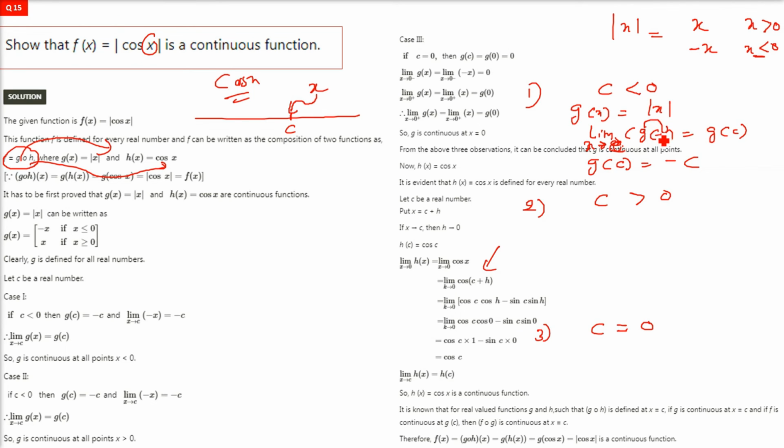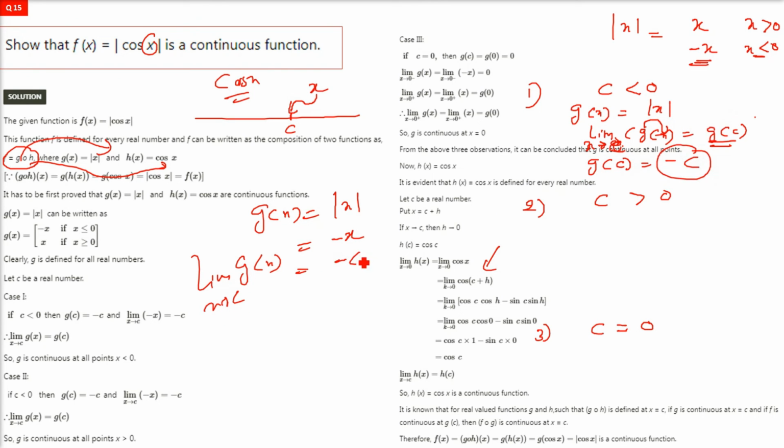Now you replace this: g(c) was minus c, and g(x) is what? Modulus x. When you are saying c is less than 0, because x is approaching c, x is less than 0, so it is going to be negative x. But we are talking about c, not x, so it is going to be minus c. Okay, so g(x), when you apply limit x tends to c, is going to be minus c. So minus c in both the cases when it is less than 0. So when both are equal, that is for c less than 0, it is justified.